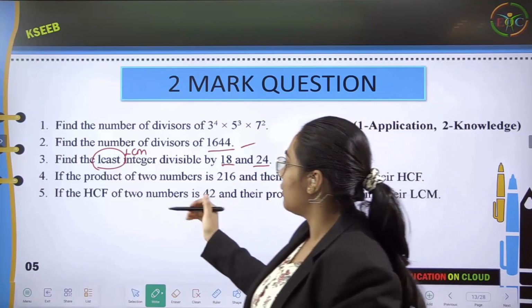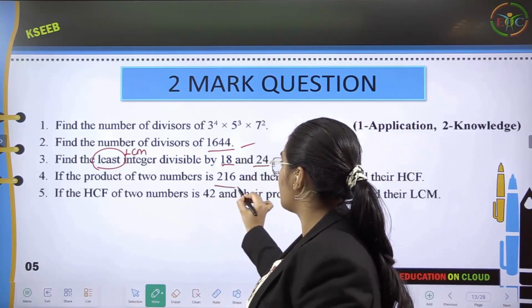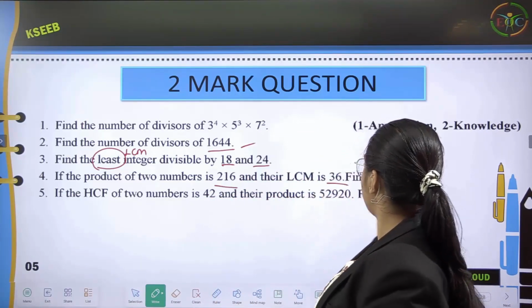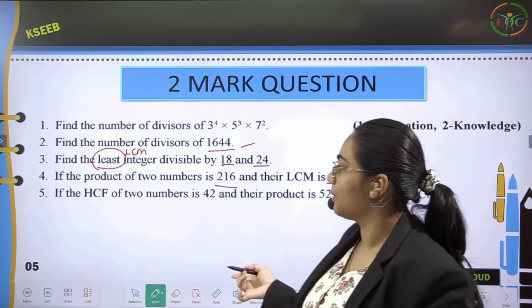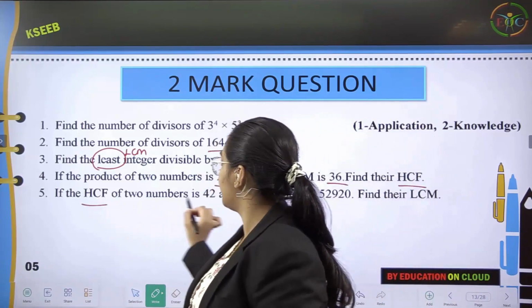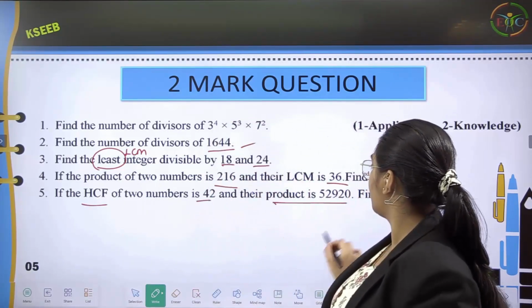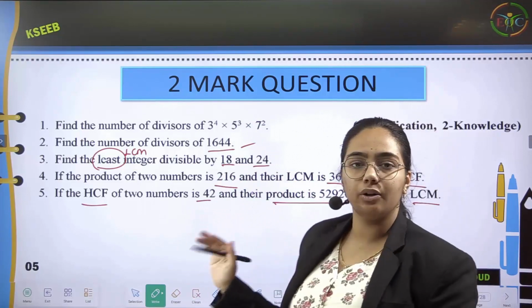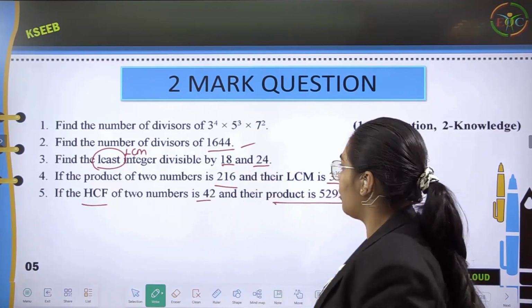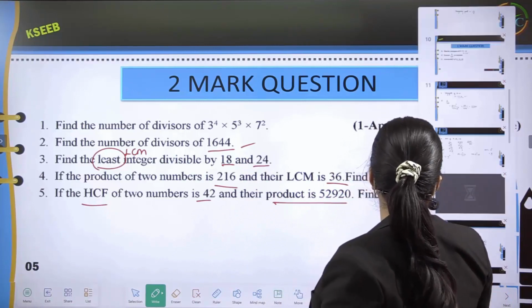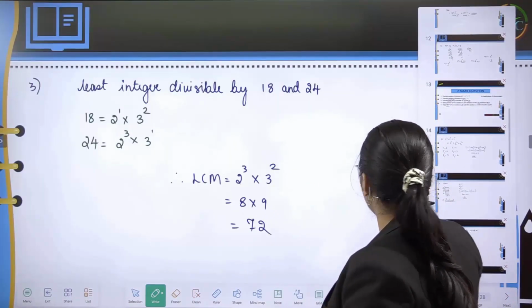We'll see that. So if the product of two numbers is 216 and LCM is being given, you have to find HCF in the next question. In the next question, HCF is being given, product of two numbers is being given, LCM is what you have to find out. Now we'll go ahead and find out all these three questions at one stretch.